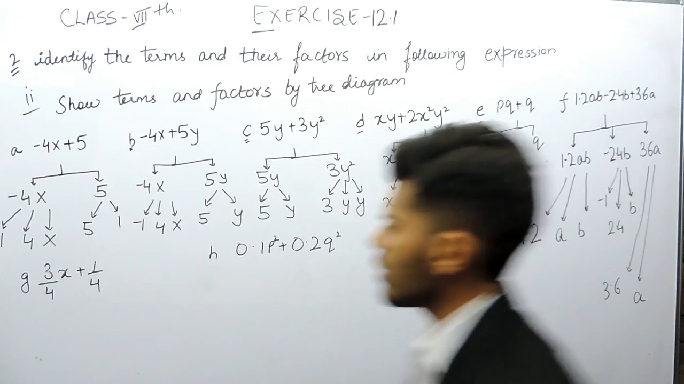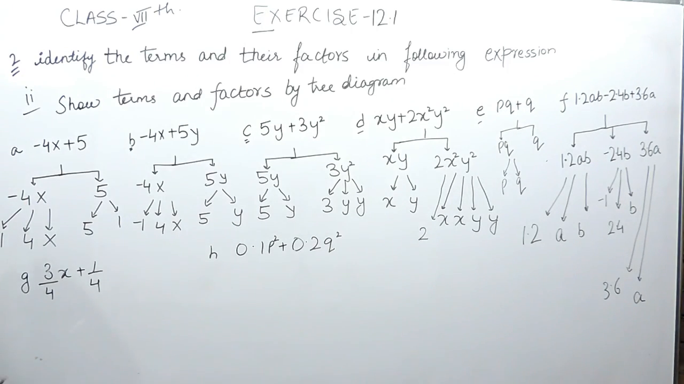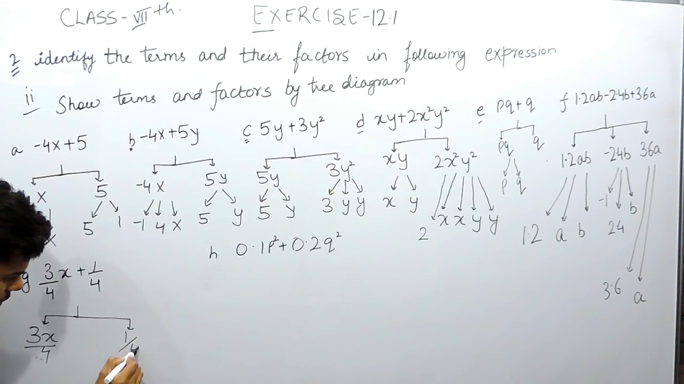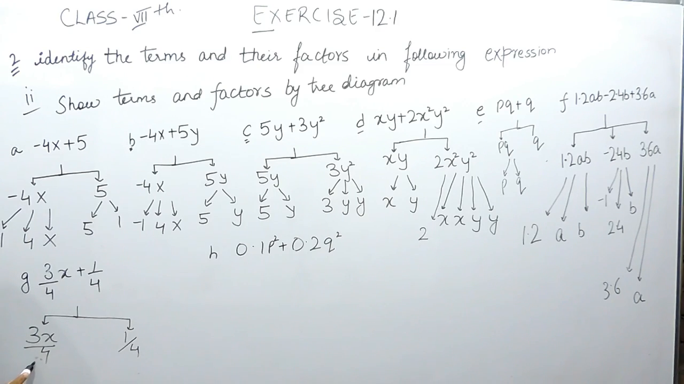Now we'll solve the remaining two. So it will have 3x by 4, it will have 1 by 4. The factors of this will be x multiplied with 3 by 4, and we can leave this 1 by 4 as it is.